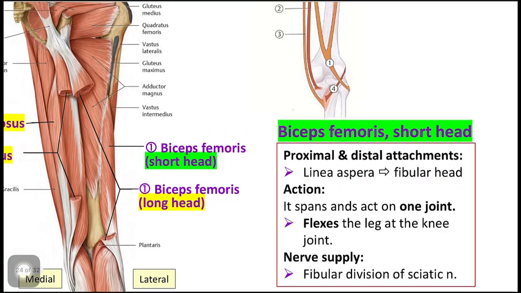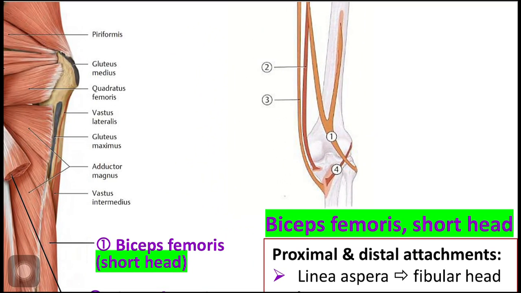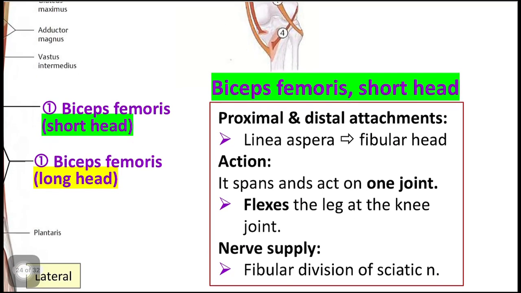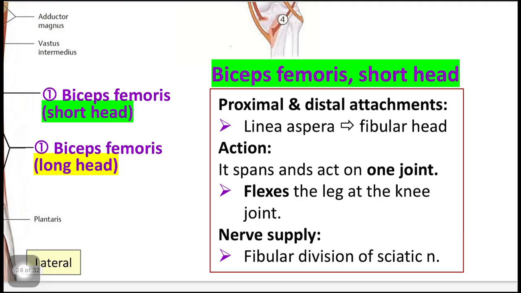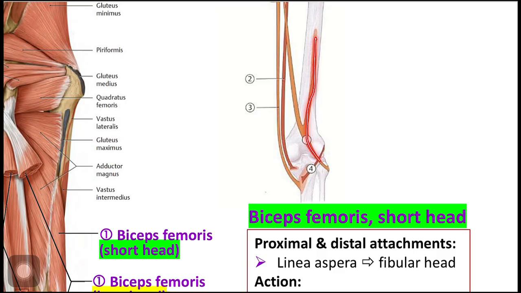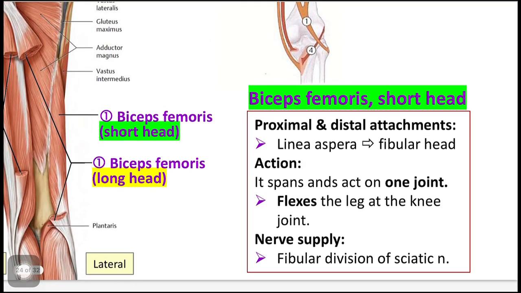Take a look at number 1, another number 1, which is this one. This one is the short head of the biceps femoris. So what makes it so unique? It only crosses one joint, only the knee joint, and simply look at the actions for this muscle. When it contracts, it will flex the knee.